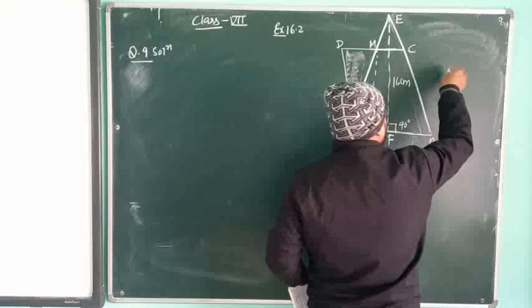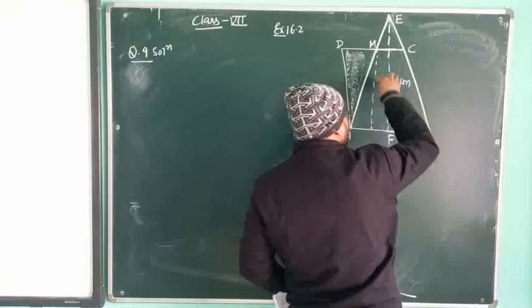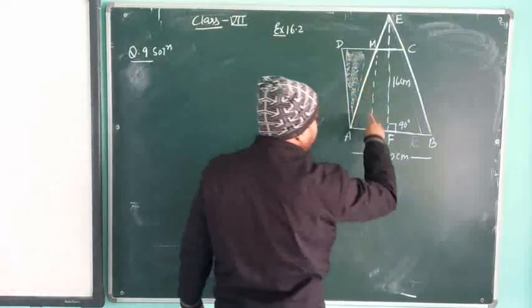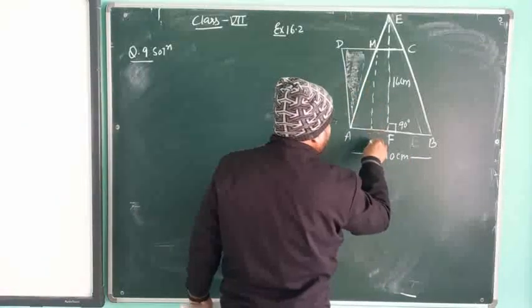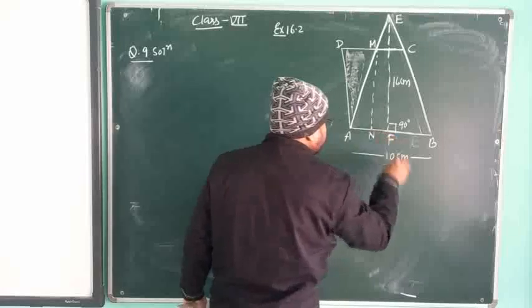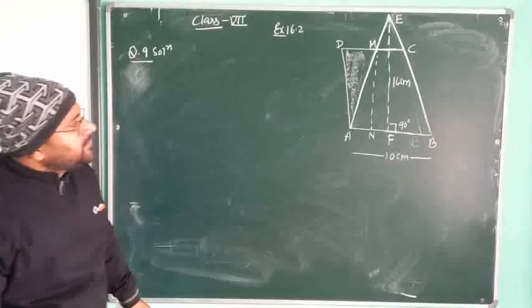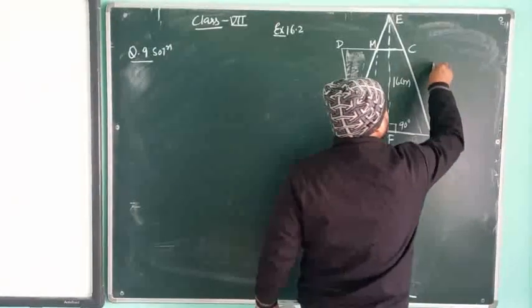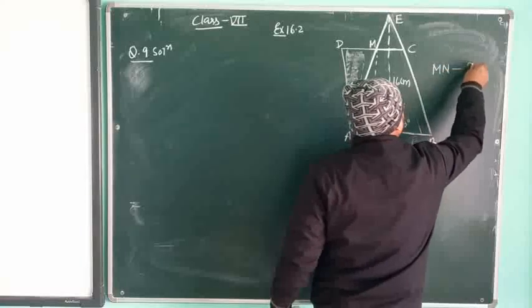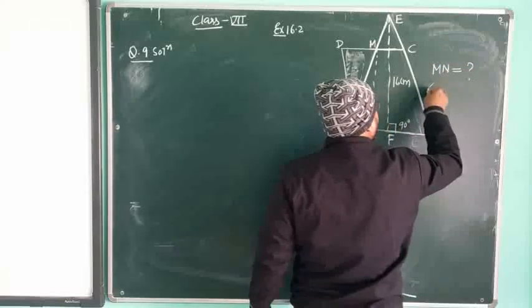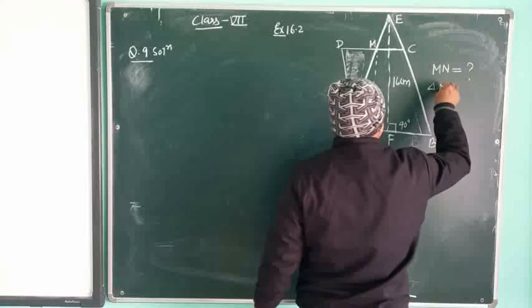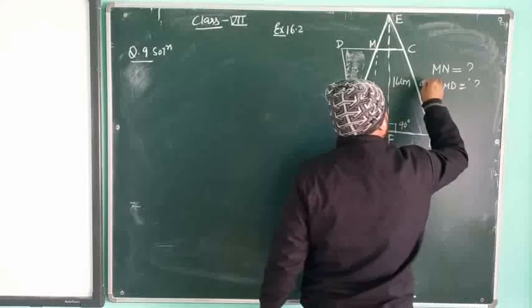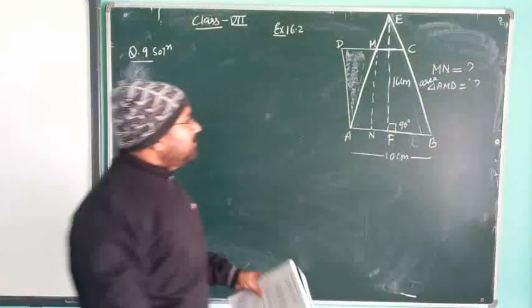So we find the altitude drawn on the base AB in the parallelogram, that is MN. This is the base MN, you can call it MN. So we want to find the length of this MN, and we want to find the area of triangle AMD.